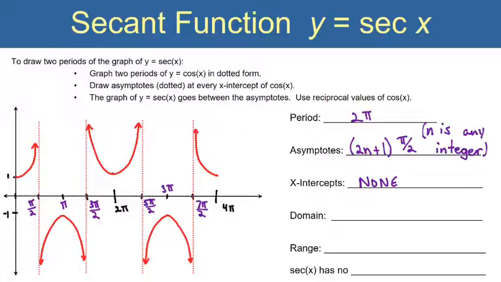Okay, now the x-intercepts again are none because the secant graph cannot come anywhere near the x-axis. And the domain is all the x values except where we have asymptotes. So that's going to be every x value that's not equal to an odd pi over 2.